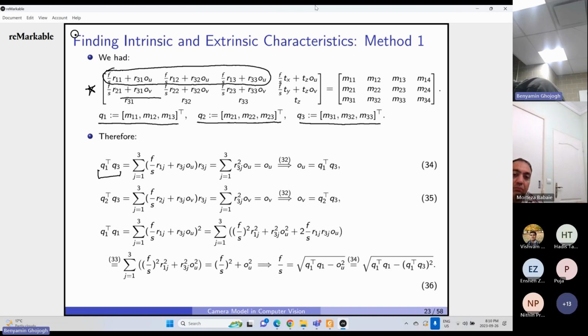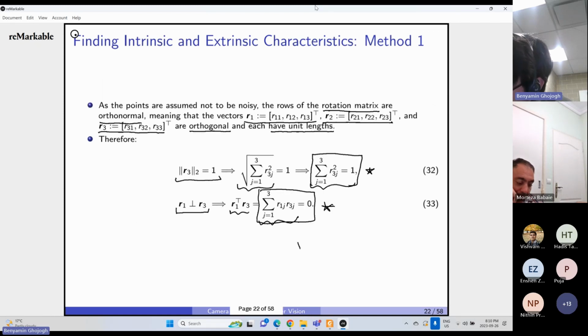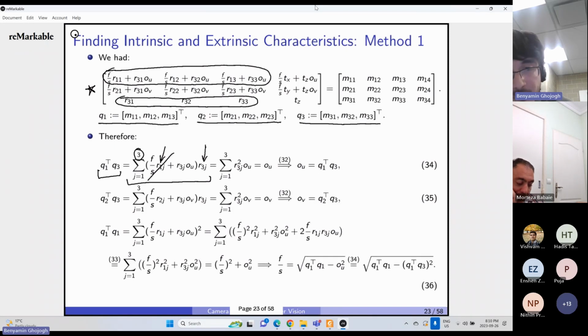What is Q3? This is Q3. So multiply the elements together, you will get this: summation of f over s, (r1j plus r3j ou) times r3j, where j goes from 1 to 3. This is the inner product. Now what happens? I have r1j here and one r3j. We know that r1j and r3j, if you multiply them over the dimensions, becomes 0. Why? Exactly because of equation 33, right? So this term goes away.